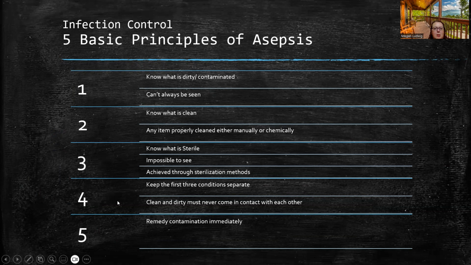Okay. You have to keep clean and dirty separate. I'm going to say this a lot. If you're grouping all your dirty stuff right next to your clean, what are the odds of it staying sterile? Very slim, okay? And then number 5, remedy contamination immediately. Don't wait around. Fix it right away. Otherwise, that contamination could spread and make it even harder to contain.